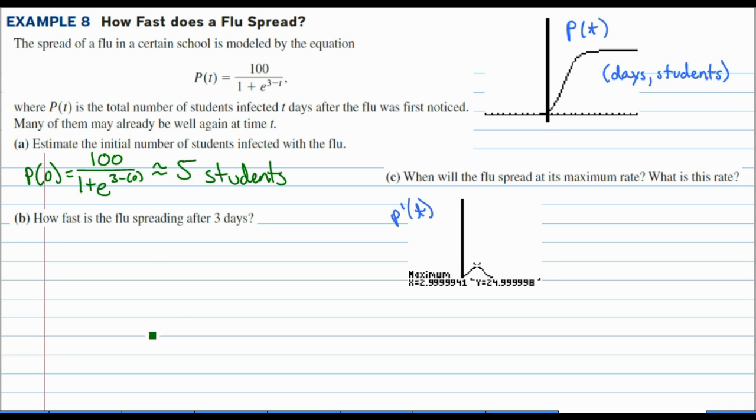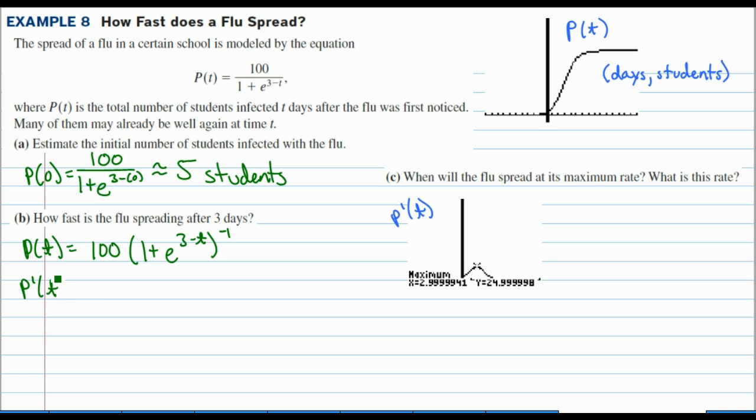Now, how fast is the flu spreading after 3 days? That is a speed. That's going to be derivative. Well, this is one of those situations where doing a little quick algebra at the beginning is going to help me out a lot in my derivative. Instead of doing quotient rule, my numerator is a constant. So I'm going to change P of T to be 100 times 1 plus e to the 3 minus t to the negative 1 power. So now I can just use power rule and chain rule in taking this derivative.